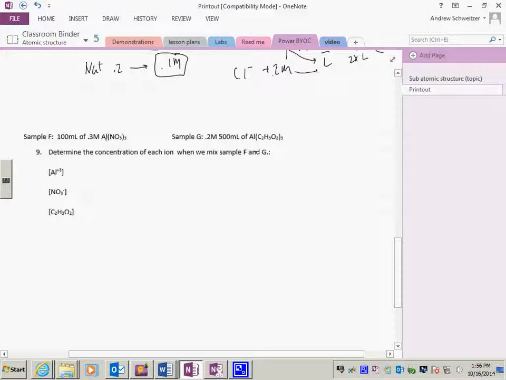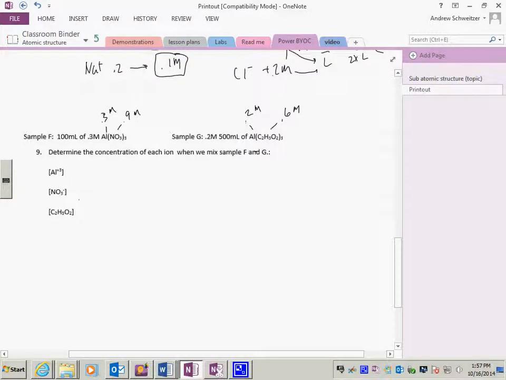Okay, so aluminum starts out at 0.3, and this guy starts out at 0.9. This guy starts out at 0.2. This guy starts out at 0.6. So those are the concentrations they're starting with, and then we are going to be diluting it. Now the aluminum is present in both, so I'll wait for that one for last. The nitrate though is 0.9, and it increases from 100 milliliters to 600 milliliters. So it increases 6 times. So the concentration will drop by 6.